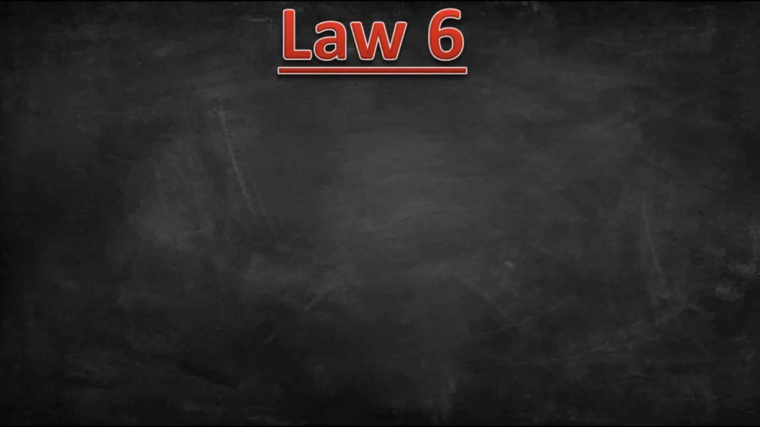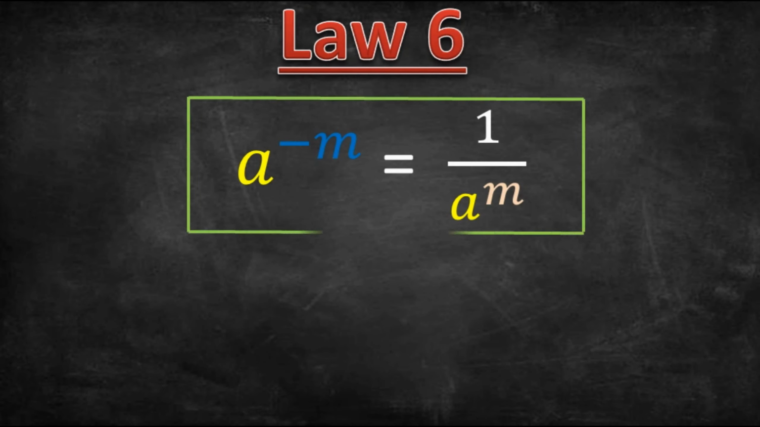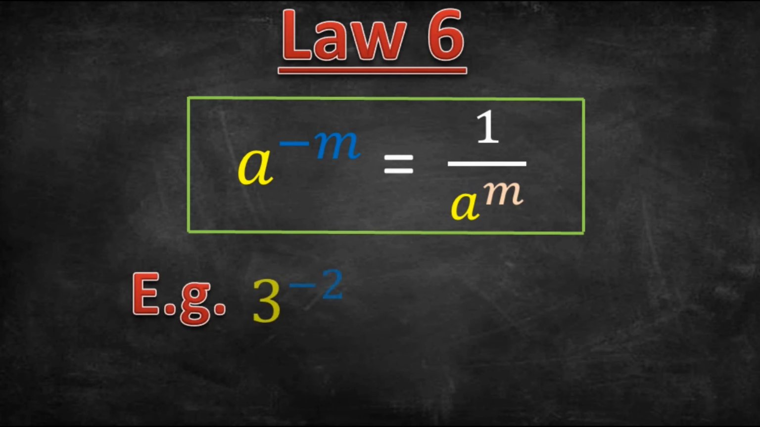Coming to the sixth law of exponents, it says a to the negative m equals 1 over a to the m. In other words, if the power is negative, we can make it positive by writing it as 1 over, or inverting the exponent. One or two examples. 3 to the negative 2 is 1 over 3 squared, which is equal to 1 over 9. Similarly, x to the negative 4 is 1 over x to the positive 4.